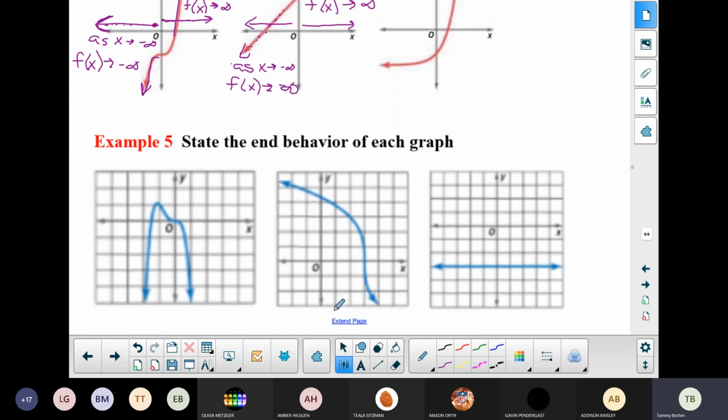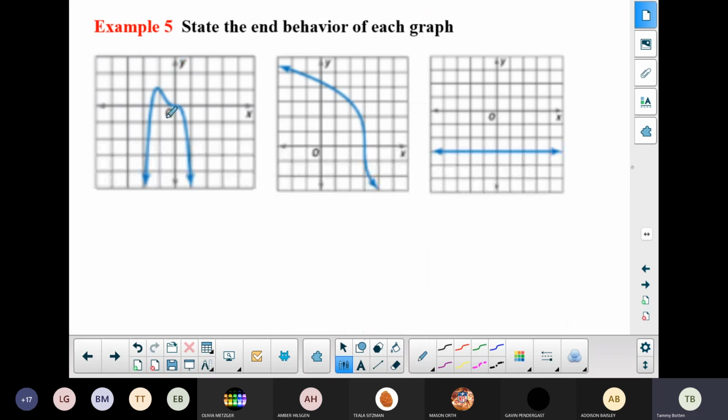Okay. Now we're going to skip down here because you're going to have problems like this today. So you're going to ask yourself, as you go to the left, as your x approaches negative infinity, what is your f of x doing? And that is getting smaller and smaller and smaller, so that approaches negative infinity. Then you're going to ask yourself what happens as your x approaches positive infinity, and then notice that your f of x approaches negative infinity also because it keeps getting smaller and smaller and smaller.